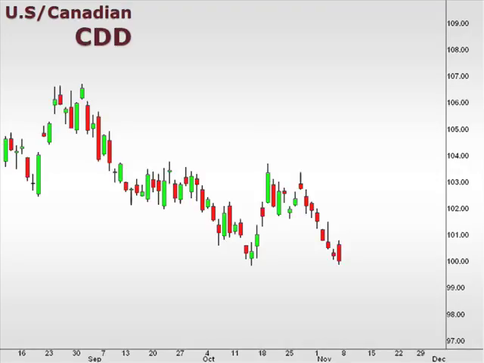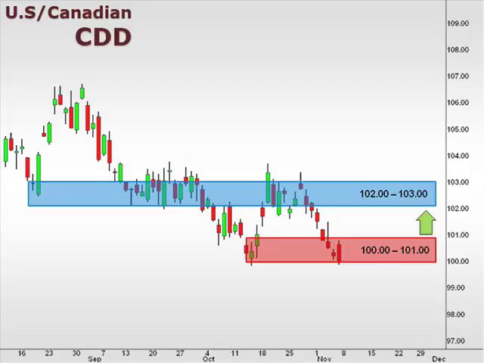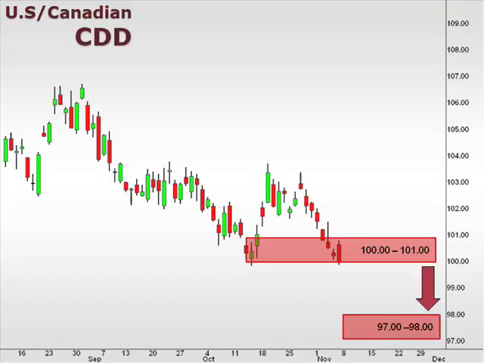Taking a look at the CDD, the U.S. versus the Canadian dollar, we can see that the CDD actually dipped below 100 last week, reflecting a U.S.-Canadian par dollar. Now, this level should hold as support, leading to a test of resistance at 102-103. Failure to hold 100 opens the window for an extended move lower, with 97.98 set up as the next support.